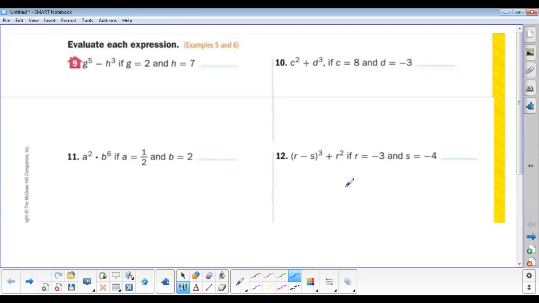Okay, so with these problems, there's two things that you need to keep in mind. The first is that it's giving us the values it wants us to substitute for our variables. And the second is that you need to follow PEMDAS. So PEMDAS is our order of operations.